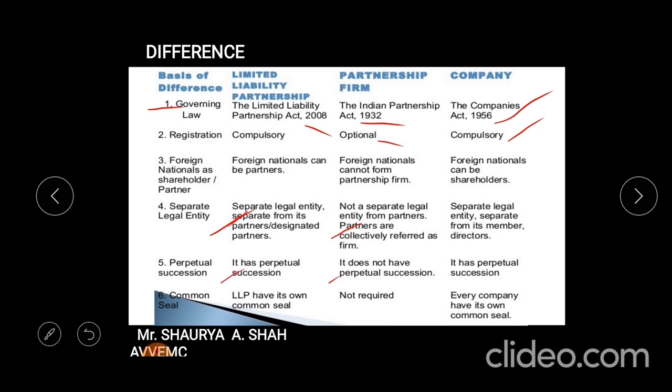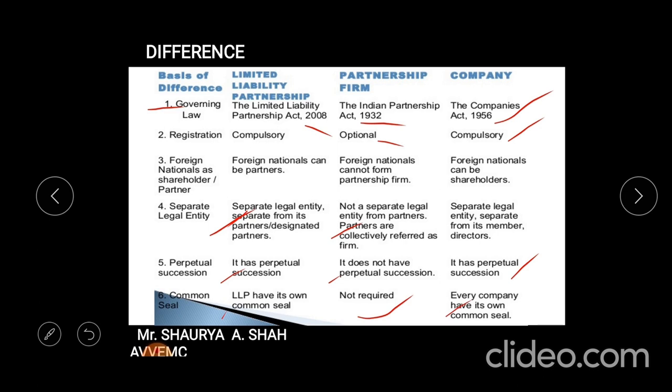All these characteristics we have already discussed in the last lecture, students. I hope you must be clear with that part. It has a perpetual succession because it will go for a longer period of time. It is different from the shareholders. Common seal. LLP has its own common seal. In partnership, it is not required. Every company definitely has its common seal. So I hope each and every student is clear with these 6 points.